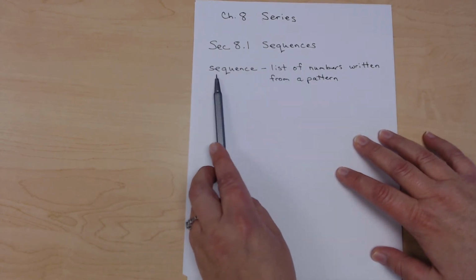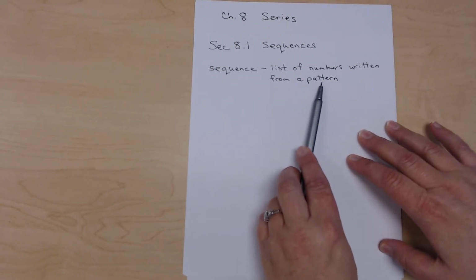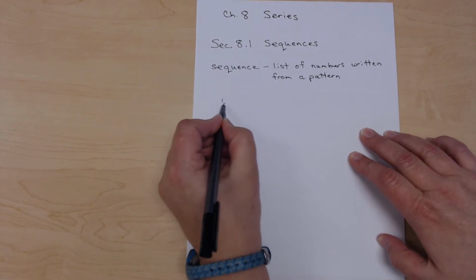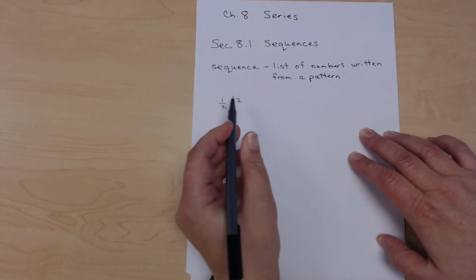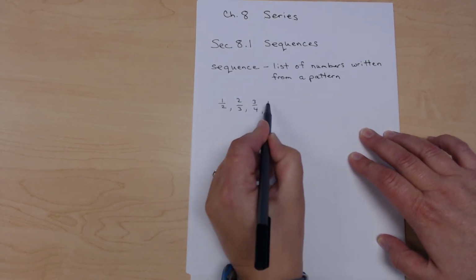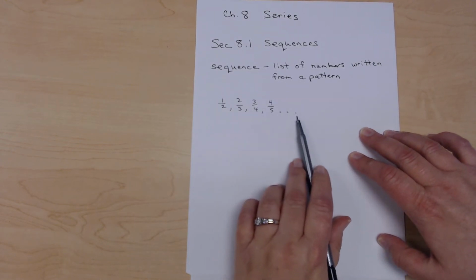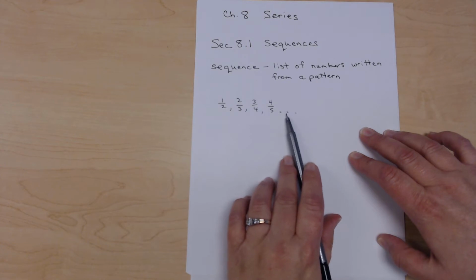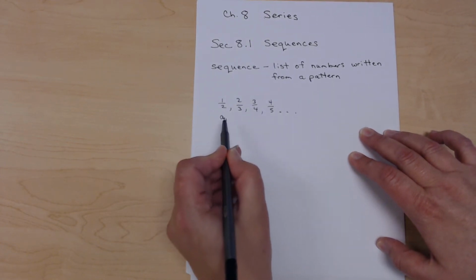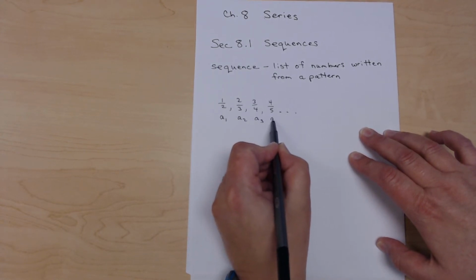What is a sequence? A sequence is a list of numbers written from a pattern. Okay, so let's take a look at something like 1/2, 2/3, 3/4, 4/5, and then dot, dot, dot. It keeps going on. Can you see a pattern here? You want to relate it to, like, this is a sub 1, this is a sub 2, this is a sub 3, and this is a sub 4.